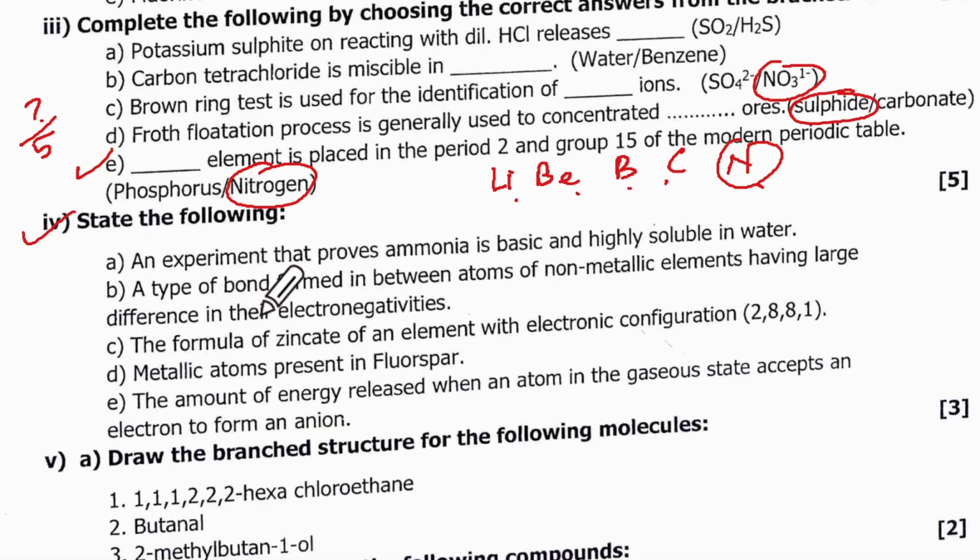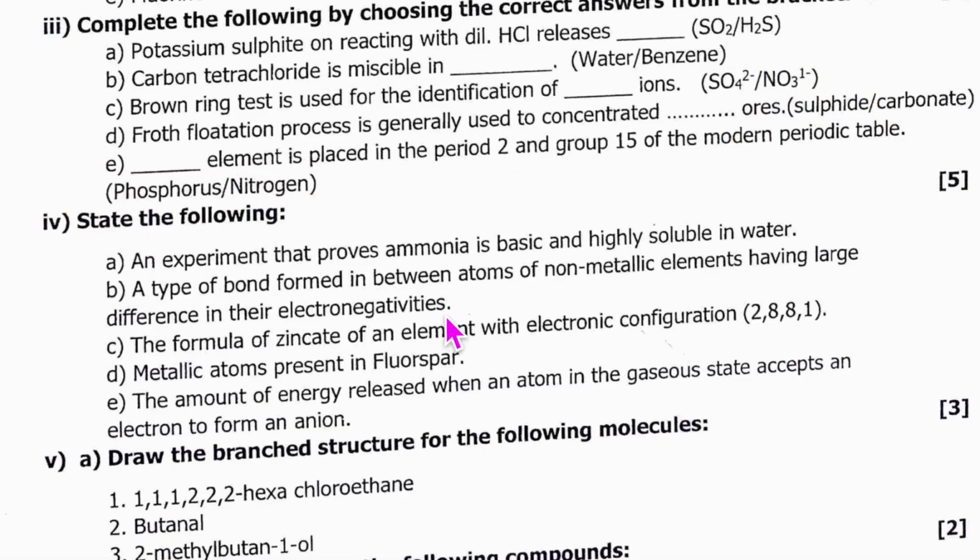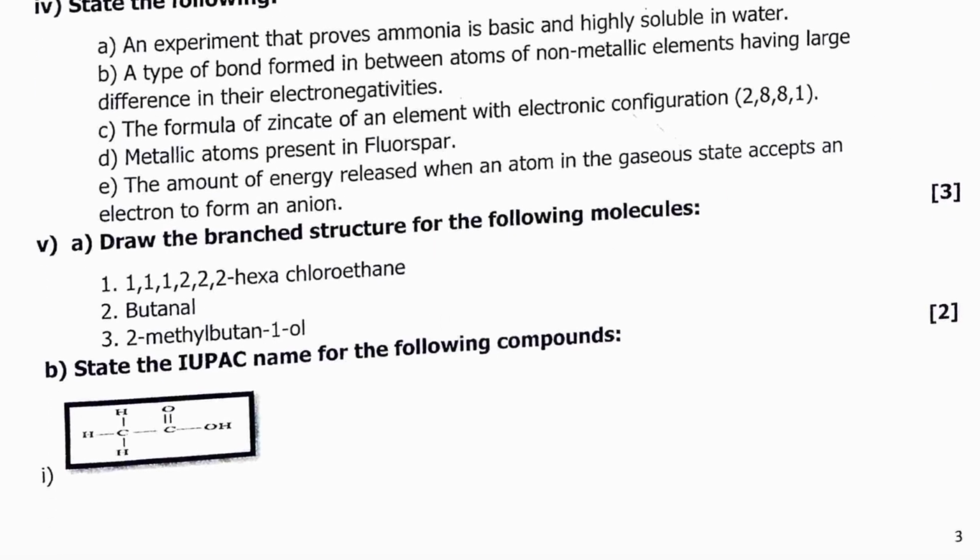Come to state the following. In state the following, they will give you the definitions and you have to identify what are the terms involved there. Experiment that proves ammonia is highly soluble in water is the fountain experiment. Type of bond formed between two non-metallic atoms having large difference in their electronegativities. Now, non-metal and non-metal means it has to be a covalent compound and covalent bond.